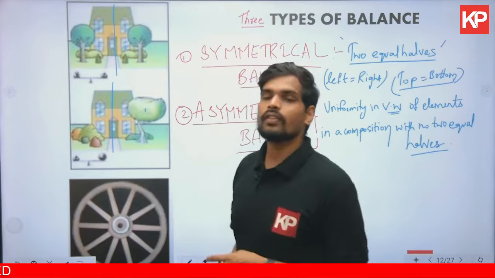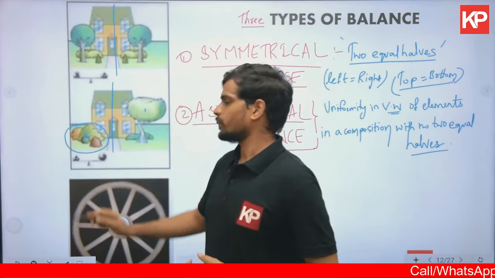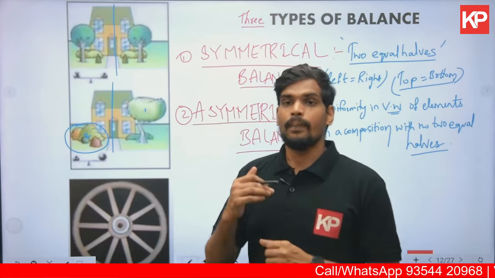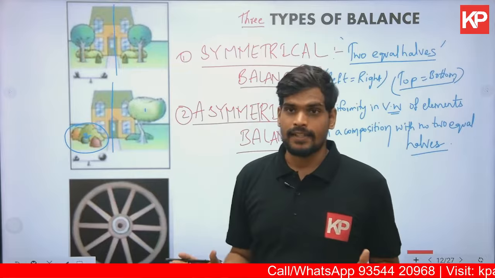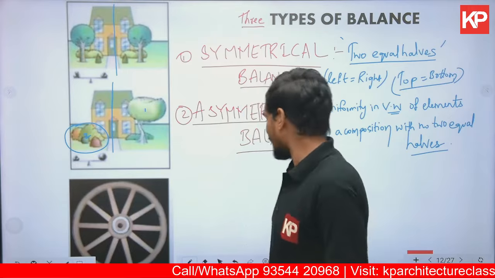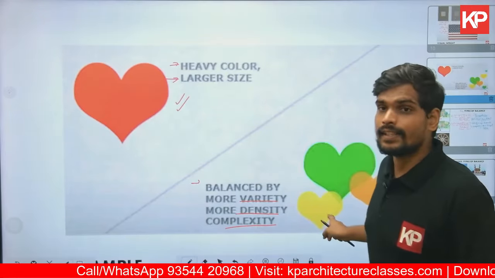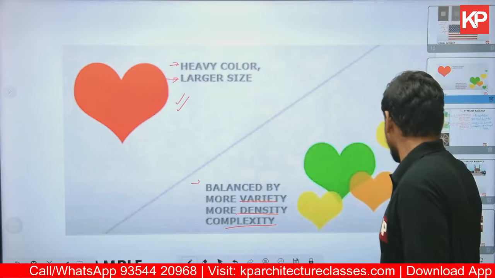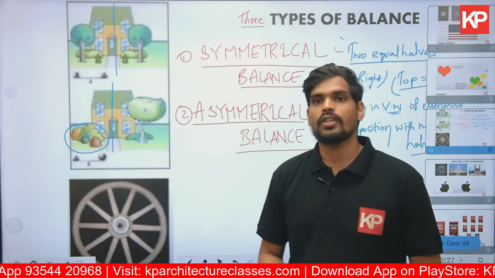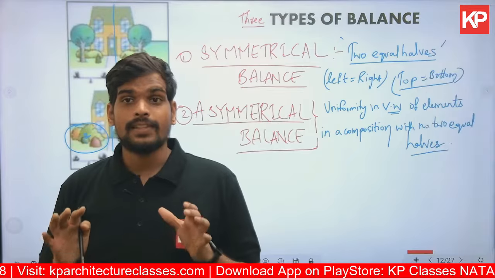Because if I ask you, why is one single tree balancing so many bushes on the left side? There are so many bushes over there. How is one tree able to balance all those bushes? Because that one single tree is a large tree. A large tree is balanced by density and complexity. Just like in the previous example we discussed over here, one large heart is balancing density and complexity of a lot of hearts over here. Same thing, one single large tree is balancing density and complexity of bushes on the other side. So asymmetrical balance is where you create a balance in the uniformity.